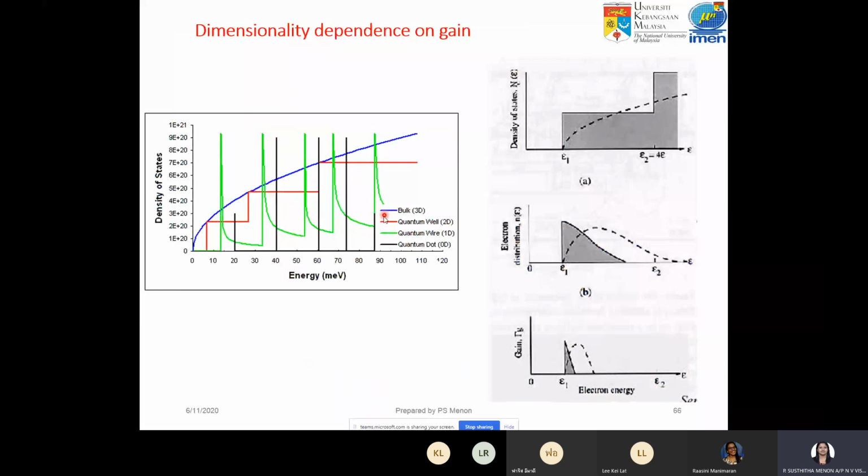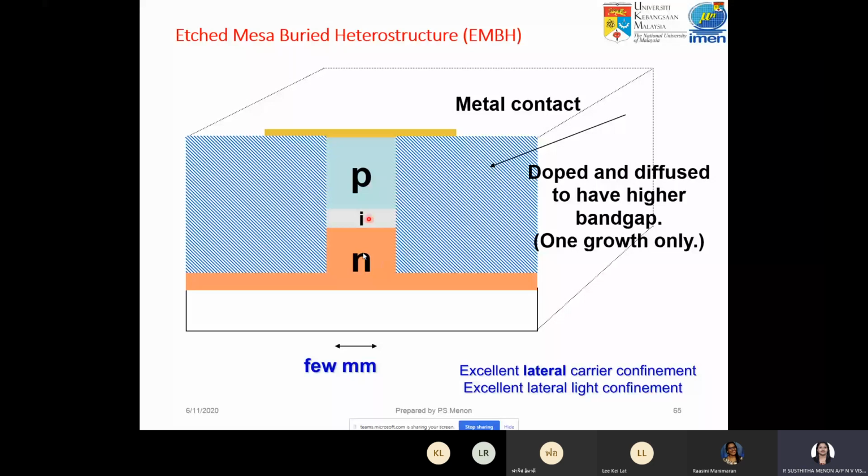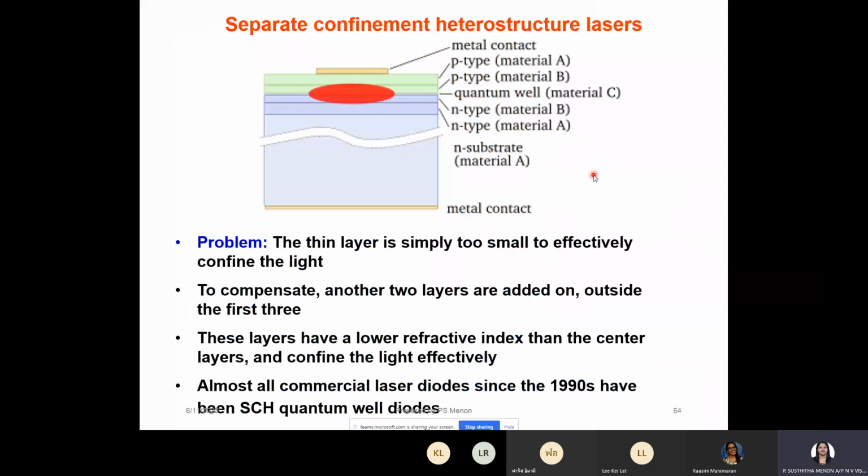So you can get excellent lateral carrier confinement. Carrier means electrons and holes. They are limited here only. They don't travel here, so they are only here. And excellent lateral light confinement. So photons, when emitted, only emit from here. They don't go here, so you can have very good control by having the mesa structure. Okay, so separate confinement, all right.